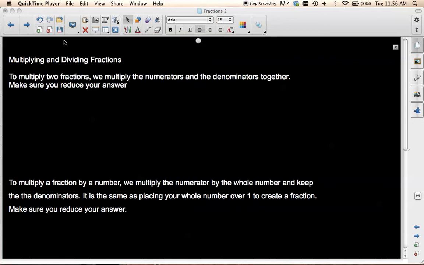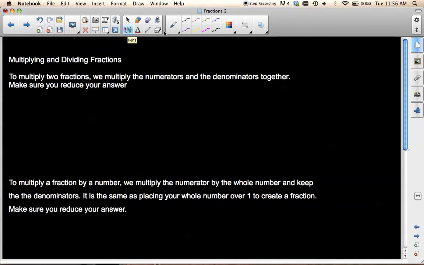Okay guys, so we're going to be talking about multiplying and dividing fractions. We've already done this a bit in class. To multiply two fractions, we must multiply the numerators and the denominators together, and then make sure you reduce your answer. An example of that would be if we had 3 over 8 times 7 over 9.